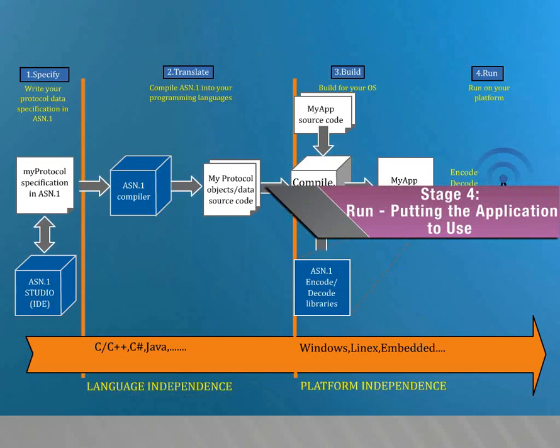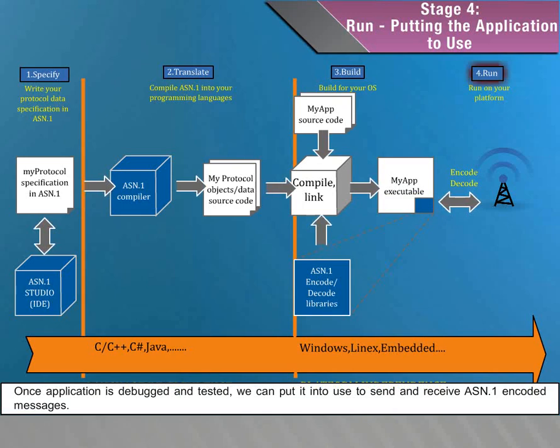Stage 4. Run. Putting the application to use. Once the application is debugged and tested, we can put it into use to send and receive ASN.1 encoded messages.